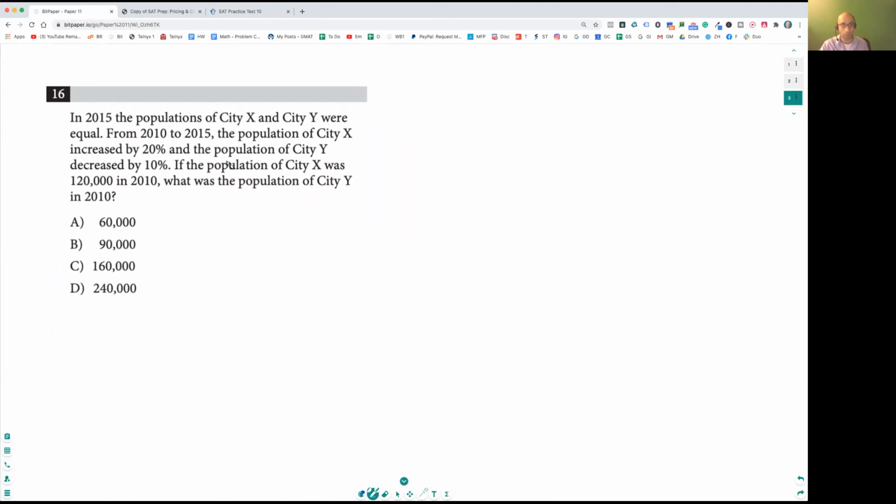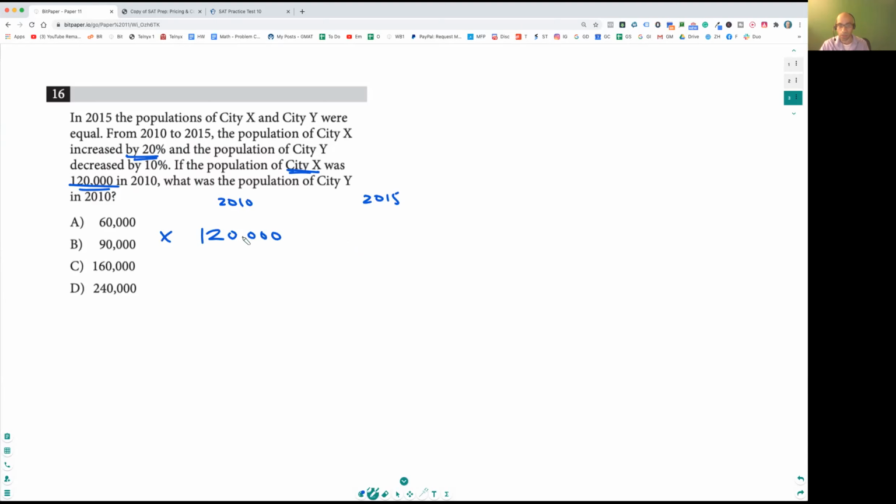So guys, here you're given city X is 120,000, and this is in 2010. And in 2015, what happens? It increases by 20%. Remember, guys, just a very quick formula: 120 times 1.2. That's how we do it in percents.